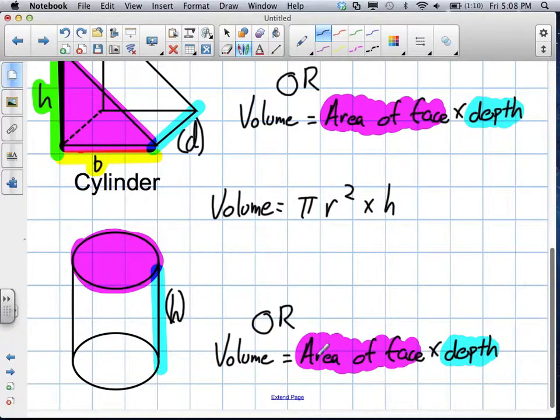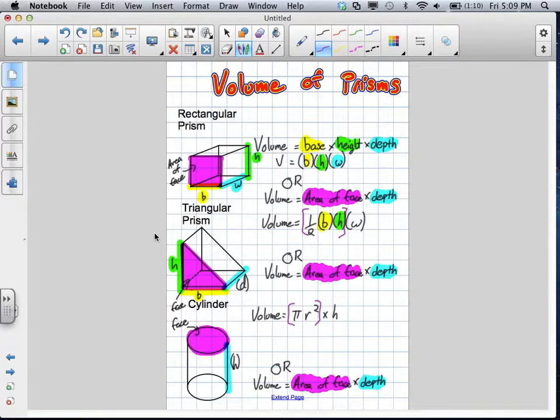Or in this case, the same as below, area of the face times depth. We know that this is the face of the object, just like the face of the triangular prism was the triangle. The face is the circle in this one. So area of a circle is exactly that pi r squared part. Okay? So if you can continuously distinguish what the face of the object is, it's actually really easy.